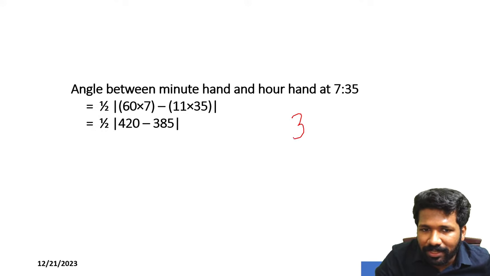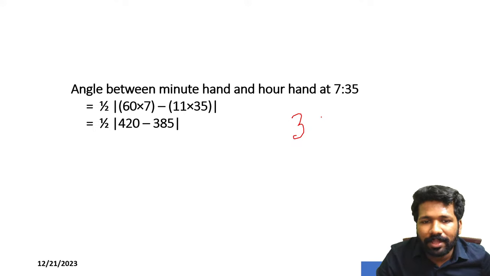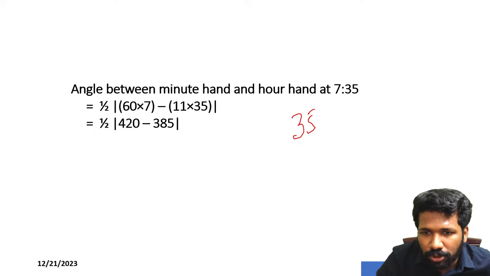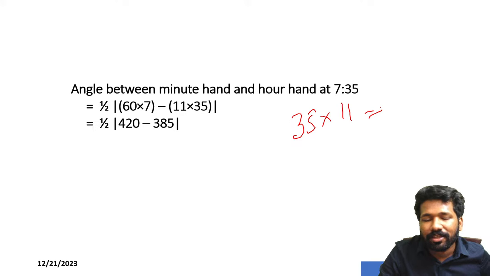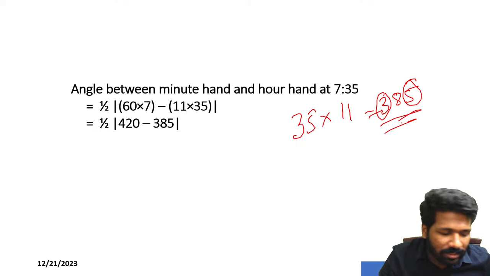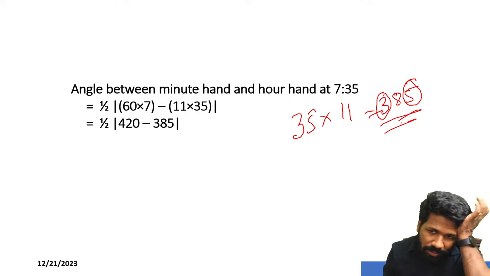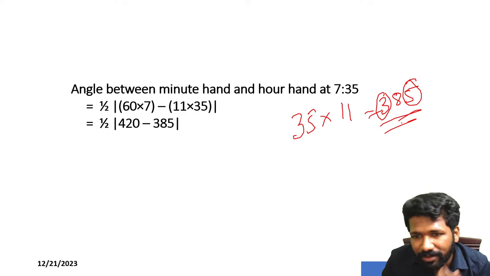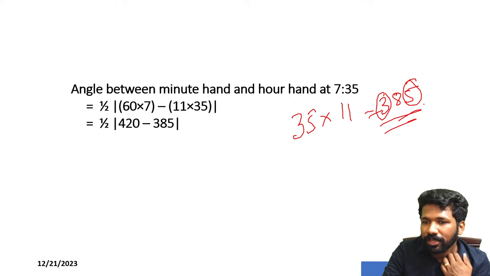In my speed math or Vedic math lectures on this channel, I have taught a short trick for multiplying with 11. To multiply a two digit number with 11, just write the digits and write the sum of the digits in between. 3 and 5, the sum is 8. So sandwiching the sum of digits will give you the multiplication with 11 value. That is a short trick in Vedic math.